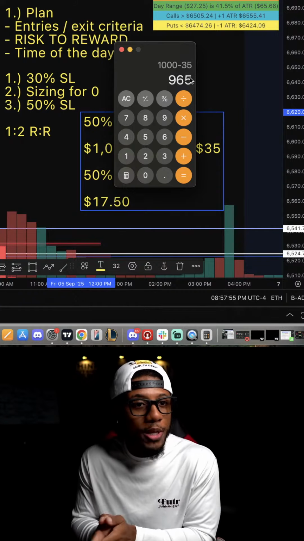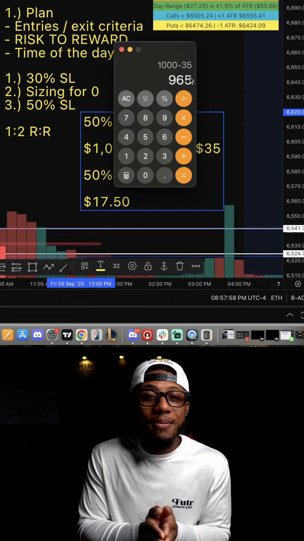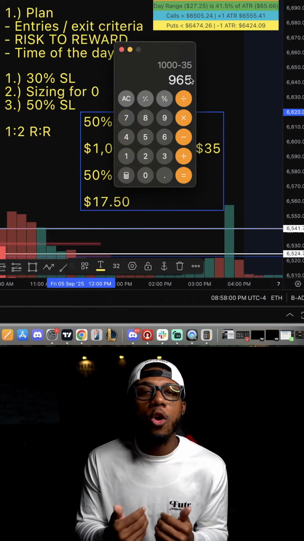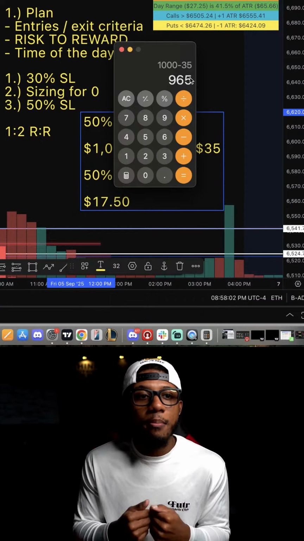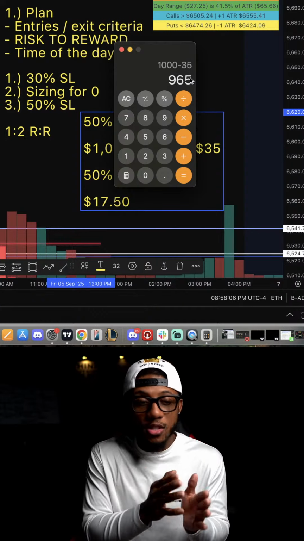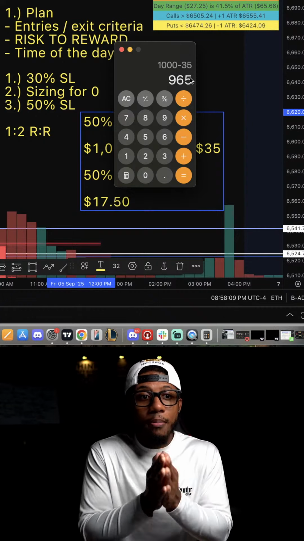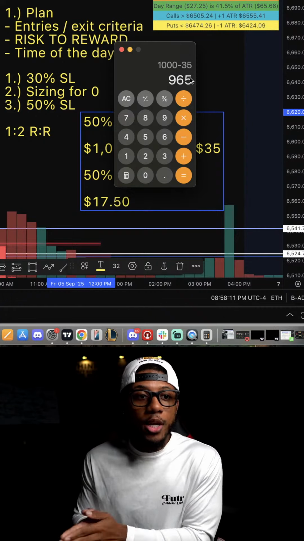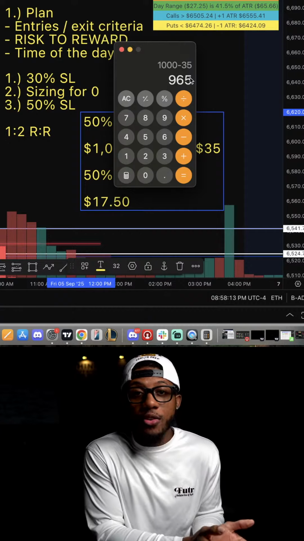There are too many people trying to show up and make money in the market. My goal is not to make money in the market. My goal is to protect my capital and then make money. That is: protect capital first, make money second. Because you've got to be able to live to trade another day.